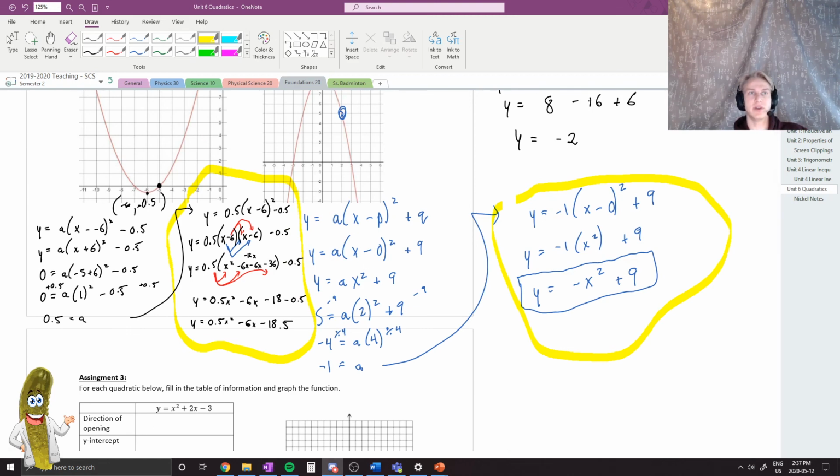Does anyone have any questions, comments, concerns about that particular piece there?